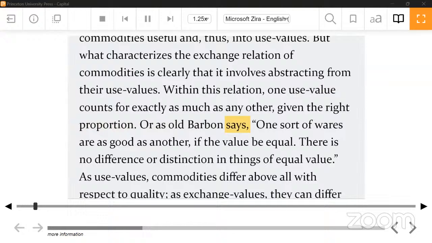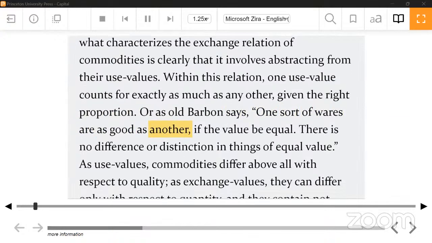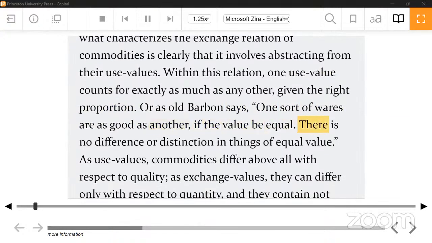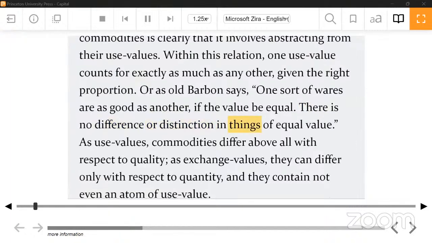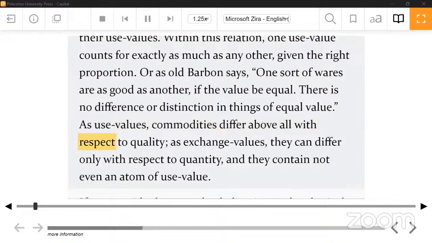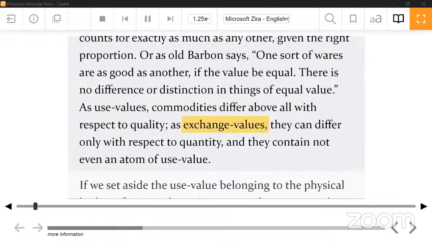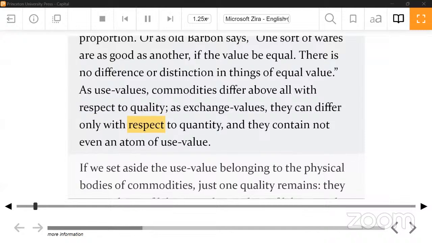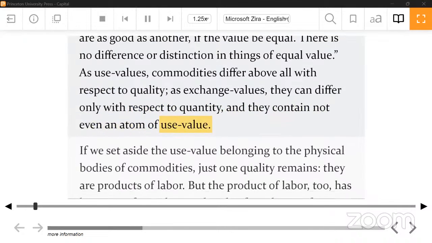Or as old Barbon says, one sort of wares are as good as another, if the value be equal. There is no difference or distinction in things of equal value. As use values, commodities differ above all with respect to quality; as exchange values, they can differ only with respect to quantity, and they contain not even an atom of use value.